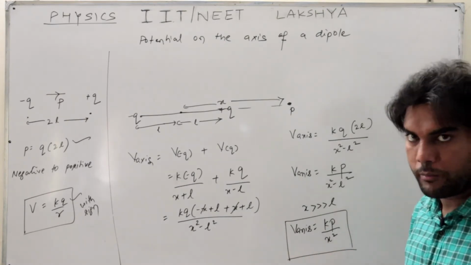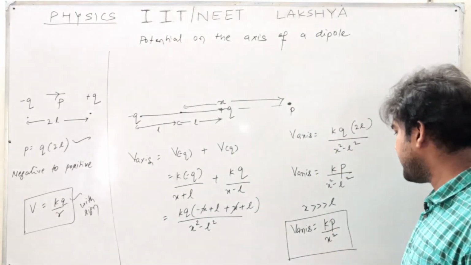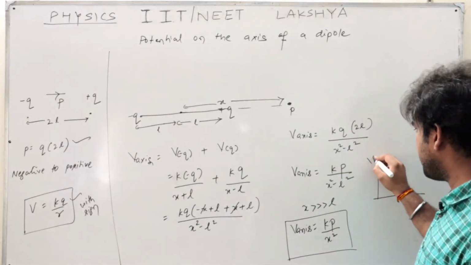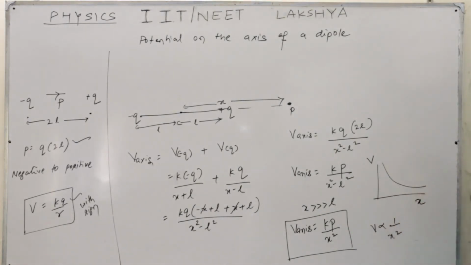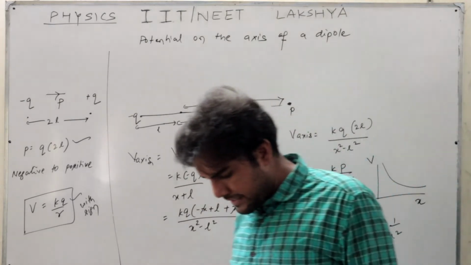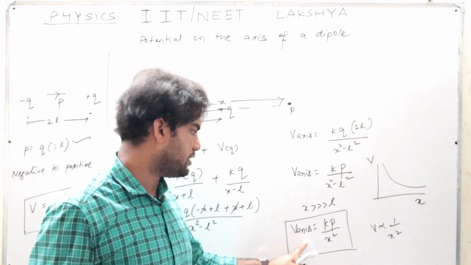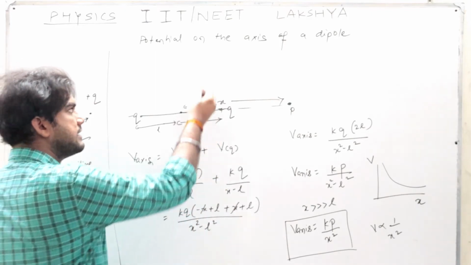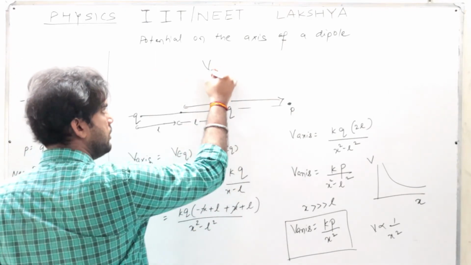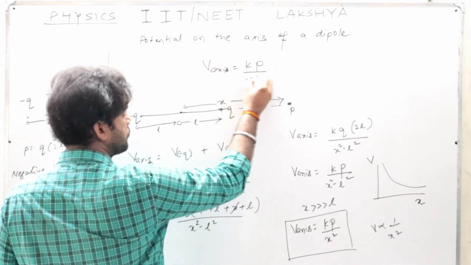P is the dipole moment, which is the magnitude of the positive charge into the distance between them. So if you see the graph between potential and x, since V is proportional to 1 by x square, I'll get this graph proportional to 1 by x square. As x increases, the potential will decrease. So that's the graph we got. So we got the formula on the axial point of the dipole, which is Kp by x square.